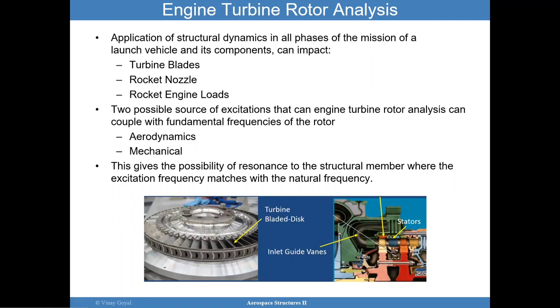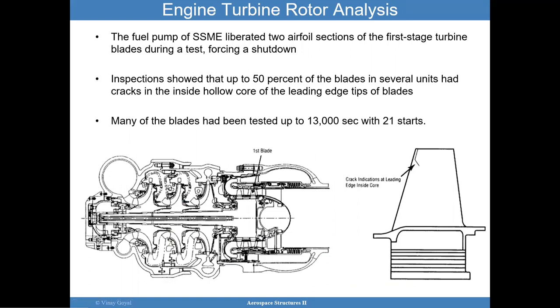This gives the possibility of resonance in the structural member where the excitation frequency matches the natural frequency. And that can come again from aerodynamics or mechanical excitation. Here you see a turbine blade disc, and you can have a situation where the flow passes through and causes a potential resonance condition. We have examples of this in the literature.